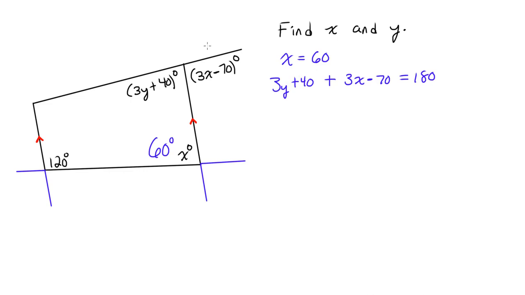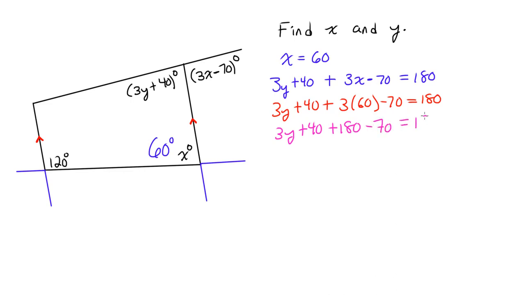And I know what x is. X is 60, so I can substitute. So I have here 3y plus 40 plus 3 times 60 minus 70 equals 180 degrees. I know that 3 times 60 is 180, so 3y plus 40 plus 180 minus 70 equals 180. I can combine like terms. 40 plus 180 is 220, minus 70 is 150. So 3y plus 150 equals 180.